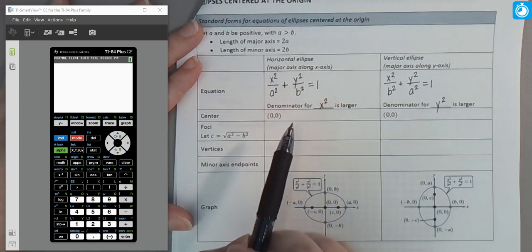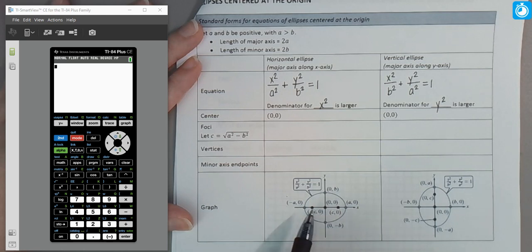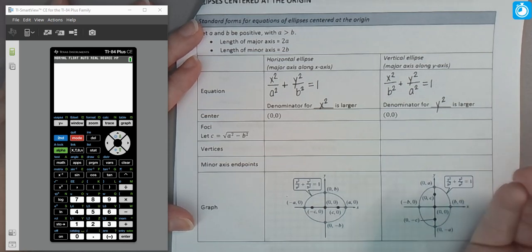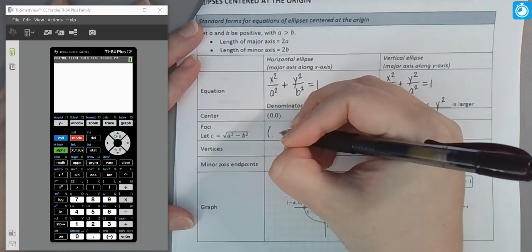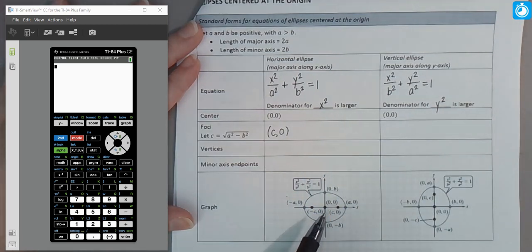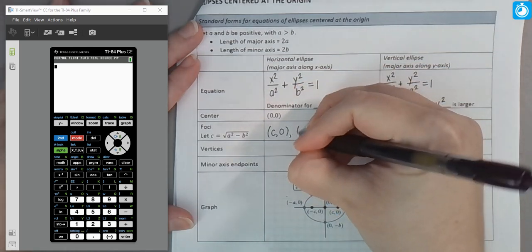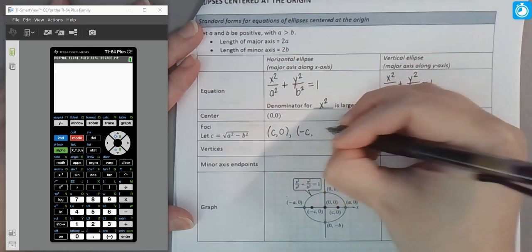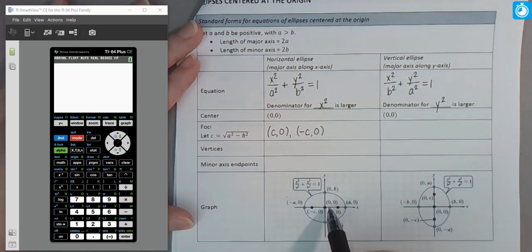So in the case of a horizontal ellipse, our foci are oriented horizontally away from our center. So if we change our x values, increase by c, and then decrease by c horizontally, then we end up at our foci. So we have two foci. The first one is going to have the coordinates c, comma, 0. So in other words, c units in the positive direction horizontally. And then the second of the foci is going to have the coordinates negative c, comma, 0. In other words, negative c units horizontally.